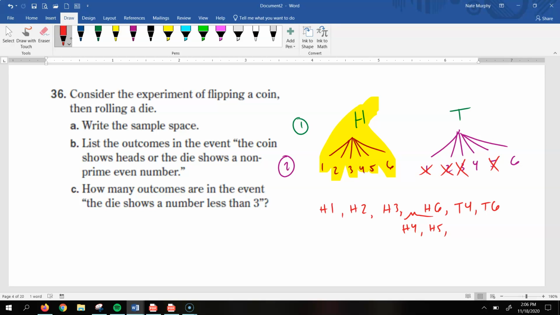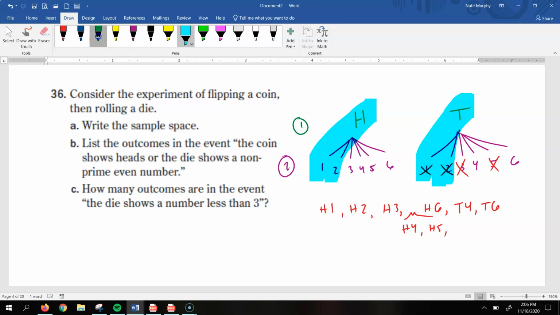All right, letter C. How many outcomes are in the event the die shows a number less than 3? Now it doesn't matter what's on the coin as long as the die shows a number less than 3. So we could have heads 1, heads 2, or tails 1 and tails 2. So there are 4 outcomes where that happens.